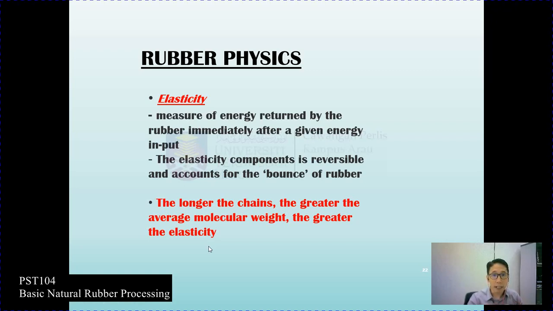Okay, so it measures the energy returned by the rubber immediately after a given energy input. So when you put an energy to that rubber, it will return back or it will bounce back. So this energy is reversible. Okay, so it will turn into another type of energy. Okay, so having higher molecular weight produces a greater elasticity. That's why when you want to produce a high elastic material, you need a high molecular weight of rubber. So the more rubber, the more elastic your end product that you produce.